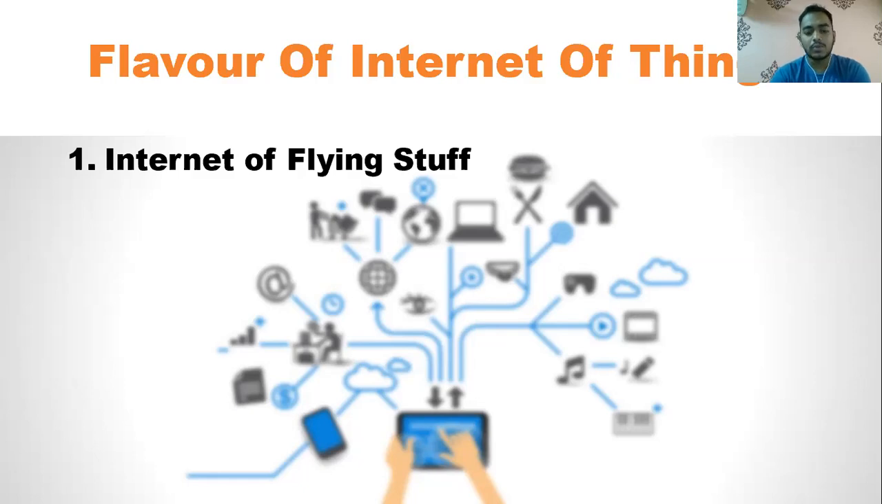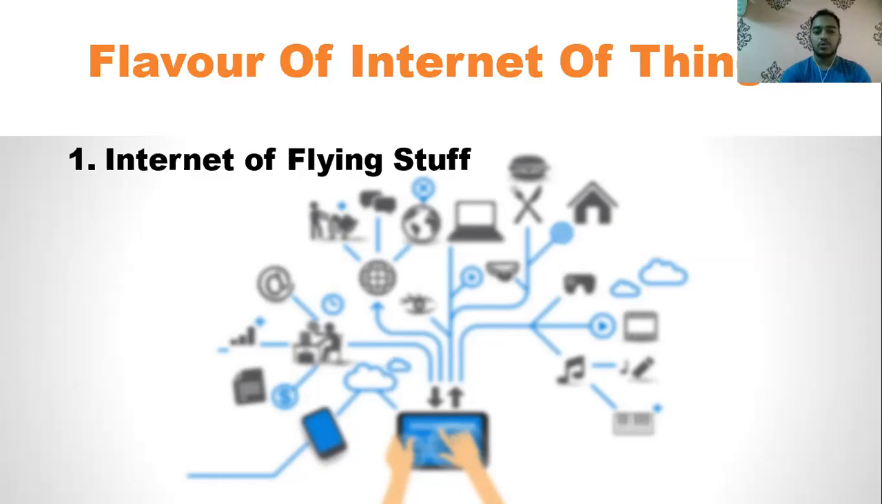So what is the Google Loon project? This project is used to provide internet facilities in rural areas, and we can say that they can remotely control all the facilities which they have given in rural areas. So this is all about the Internet of Flying Stuff.